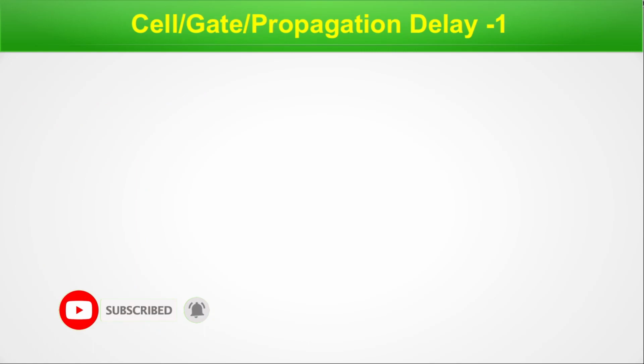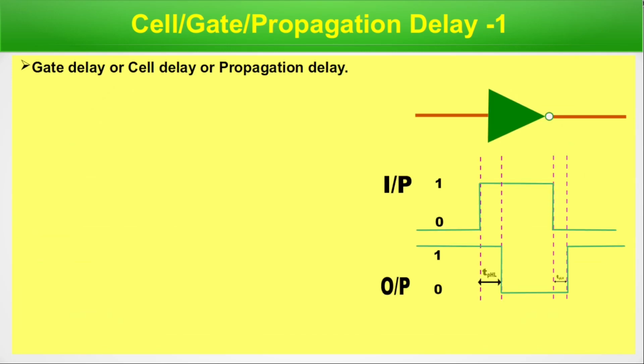First slide is on cell or gate or propagation delay. Recently, we have completed a series on interconnect. While discussing that, we mentioned two types of delays: one is propagation or cell delay, and another is interconnect delay. Signal transmission in a circuit is not an instantaneous process. It takes some time. That finite time is called delay, and delay has mostly two different components. First is gate delay, another is net delay or wire delay. In the last series we discussed interconnect or wire delay, and today we will discuss different types of delay.